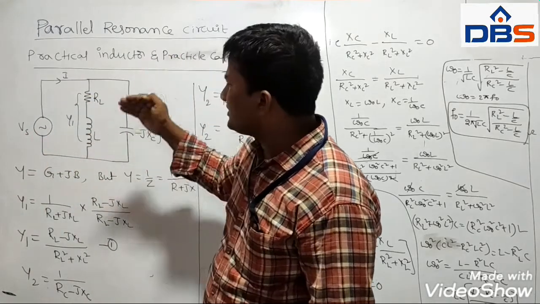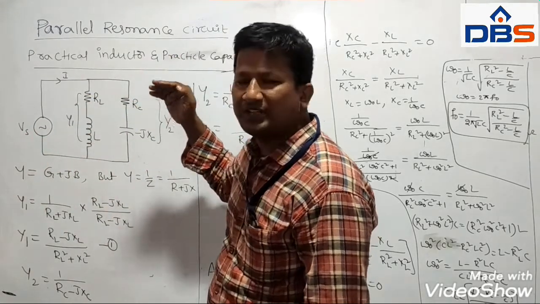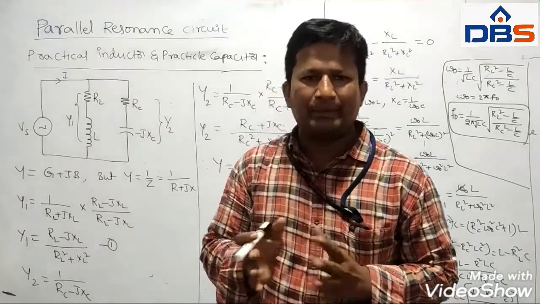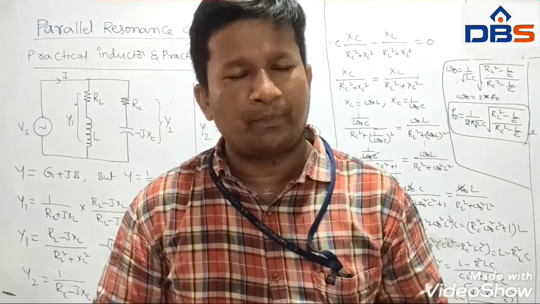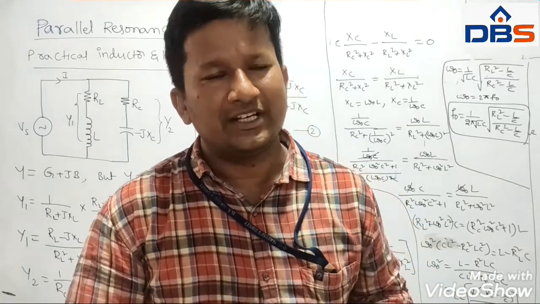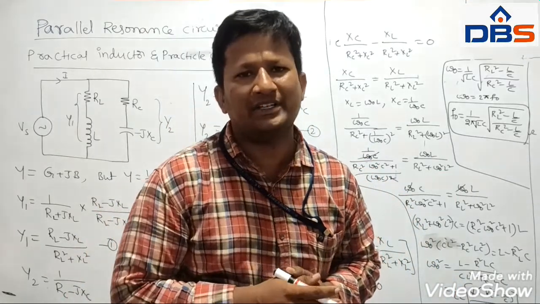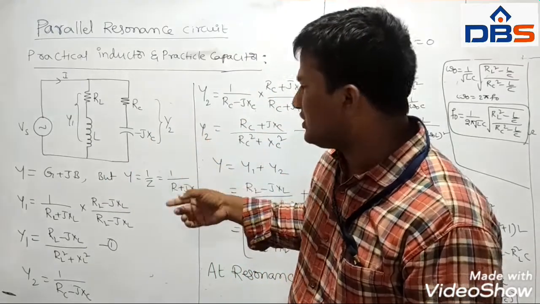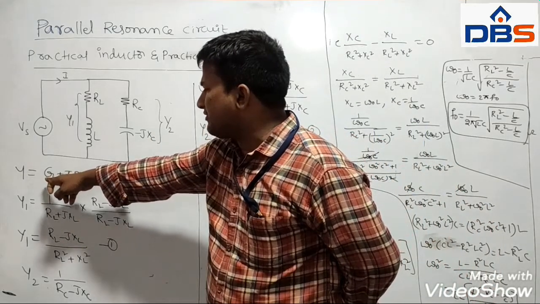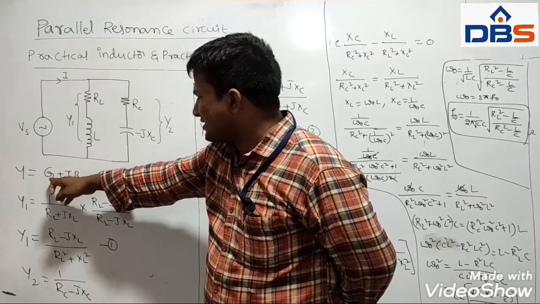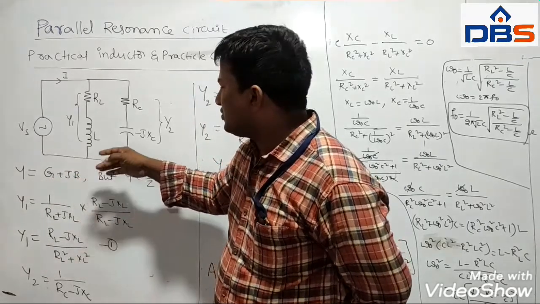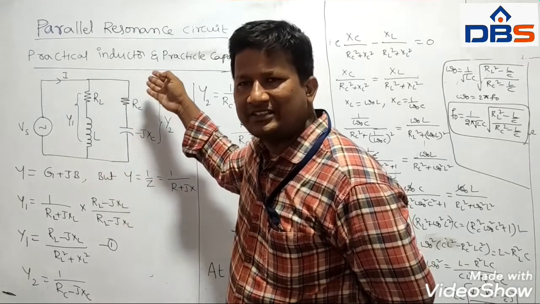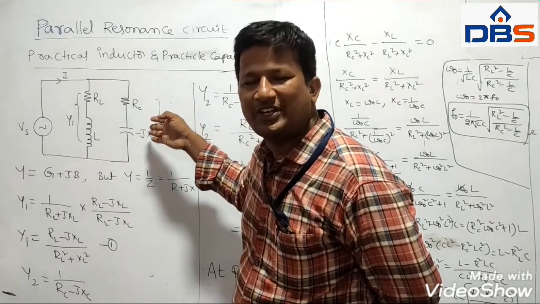Now we can derive the resonance frequency formula for this practical inductor and practical capacitor. In parallel circuits we prefer admittance, not impedance. In a series circuit you prefer impedance, but in a parallel circuit you prefer the admittance of the given circuit. Generally, admittance is conductance plus susceptance. Here we have resistance and inductive reactance XL, and resistance and capacitive reactance XC.